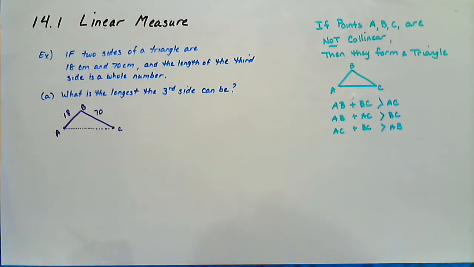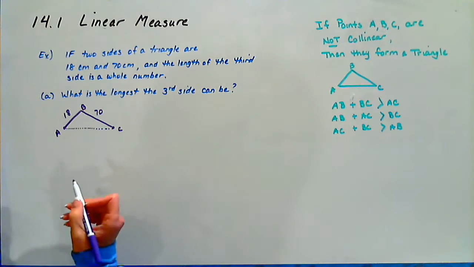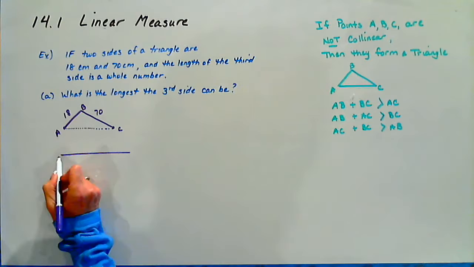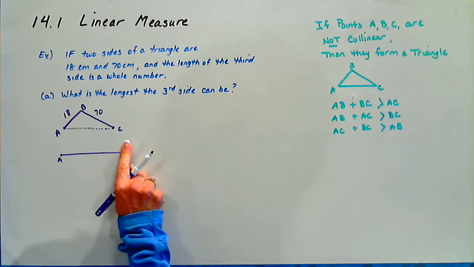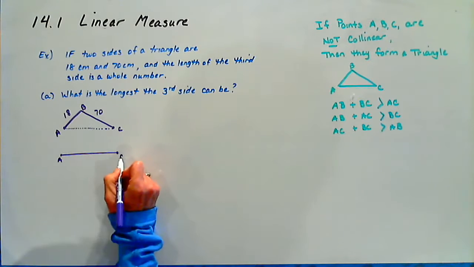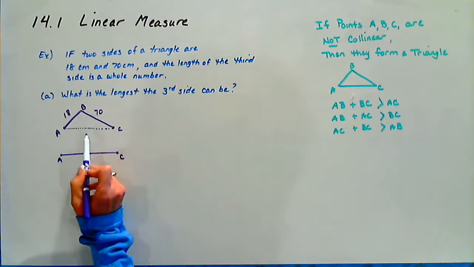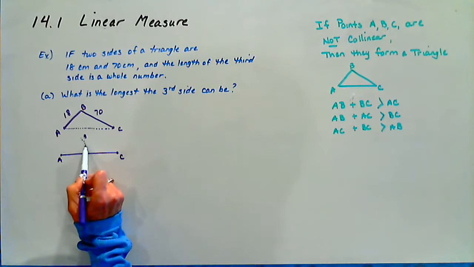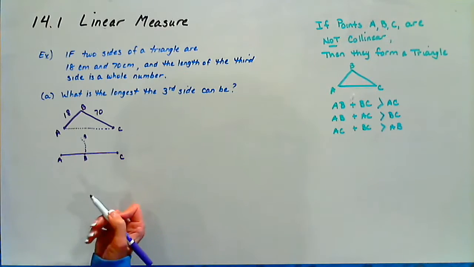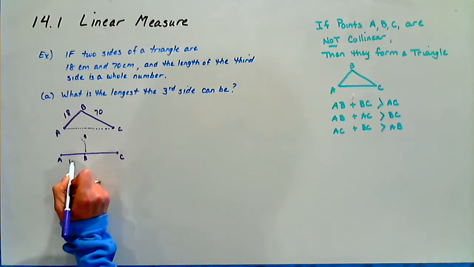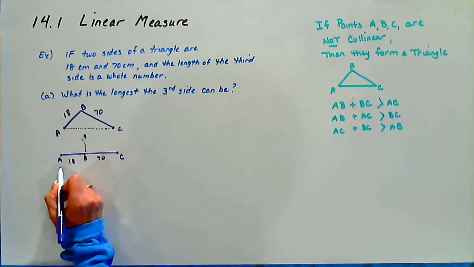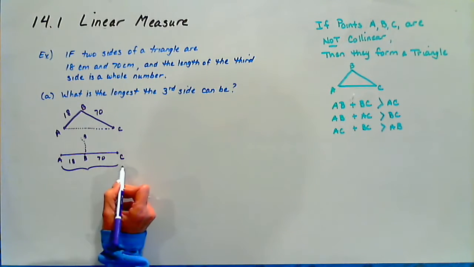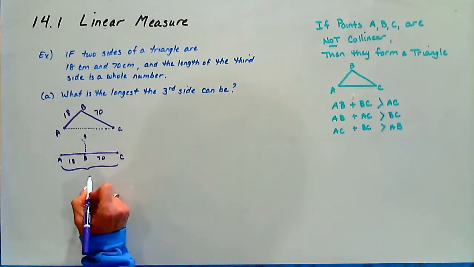I want to keep in mind that we knew earlier, if you think back to when we talked about collinear, if these sides were on the same line, if here's A and here's C, and I took this point B and I put it back down on here. So I took B, which is up here, and I put it back on here. So here's B. Remember, we know that AB is 18 and BC is 70. So right away, the longest section we have, if we add them together, is 88.